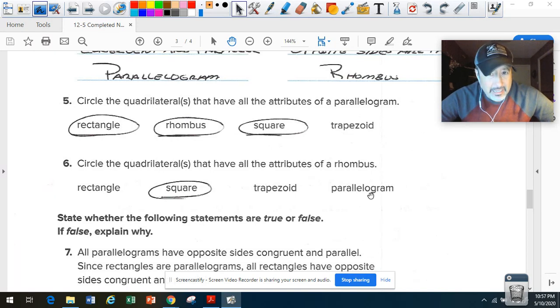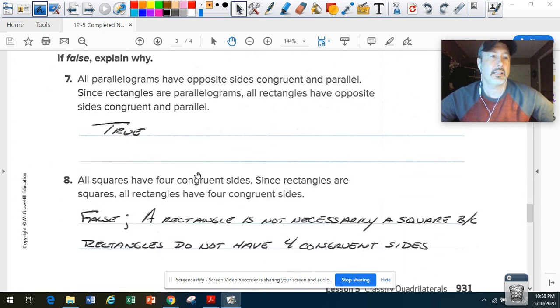They can be, but they don't have to be. So it's not a parallelogram. So let's take a look at a square. Are all sides the same? Yes. Are all sides parallel? Yes. So it has to be a square. Very good here. Let's look here at the next one.